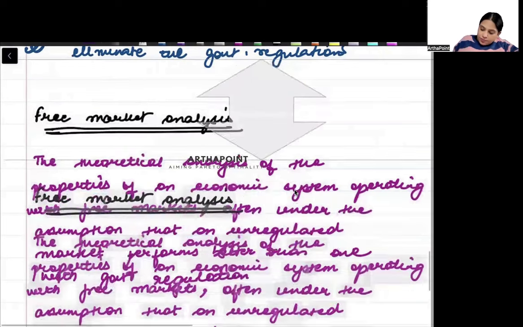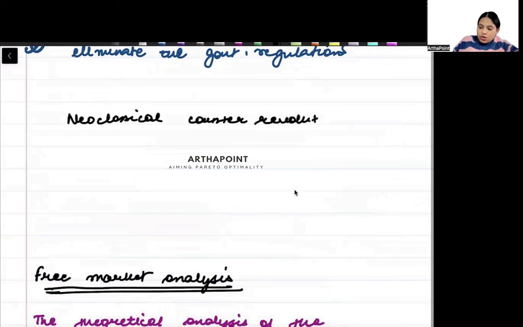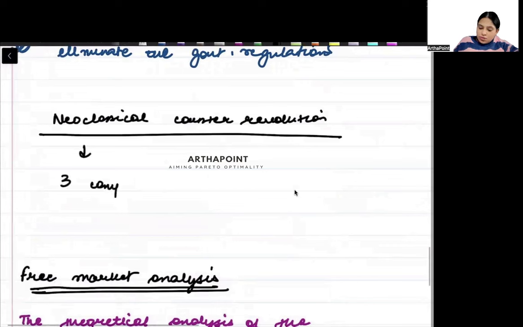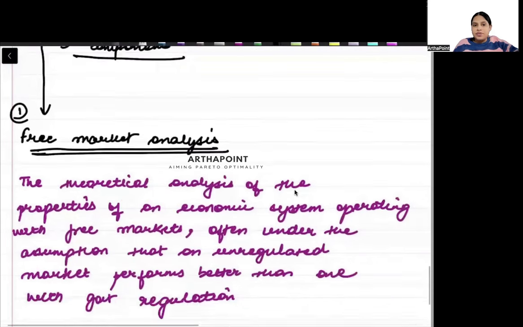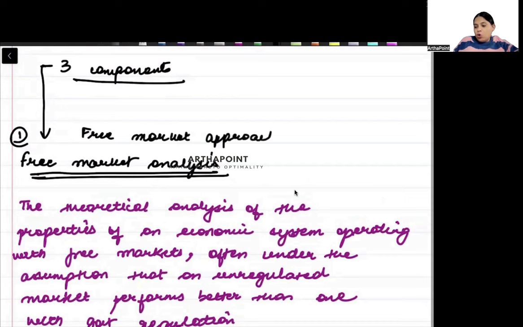Now if I talk about this neoclassical counter revolution, beta, so there are three components of this, three components, ठीक है, जिसमें से पहला component यही है that we want free market. That's the first component, that we want to go ahead and we want to have free market approach. That means unregulated market, no role of the government. This is its first component.